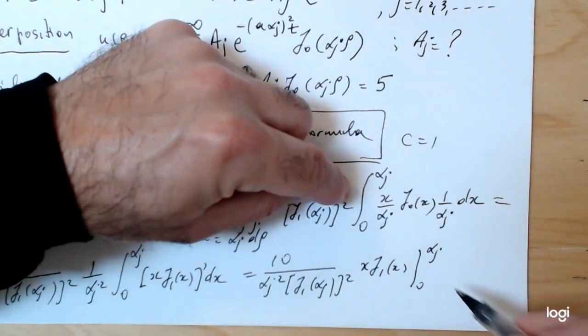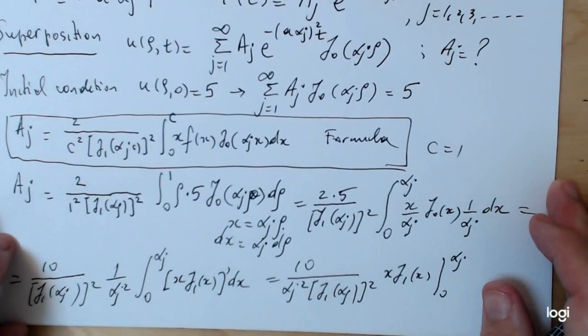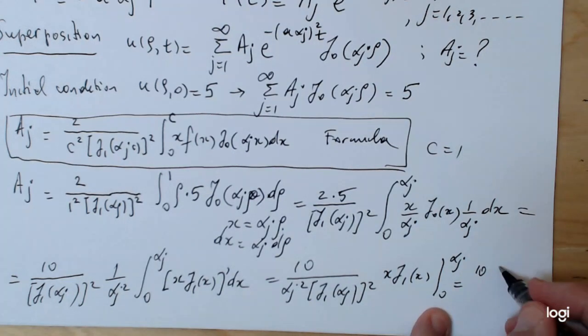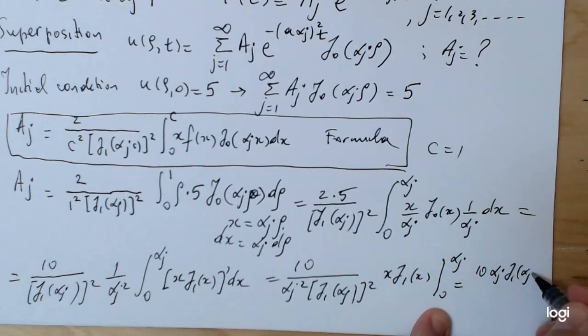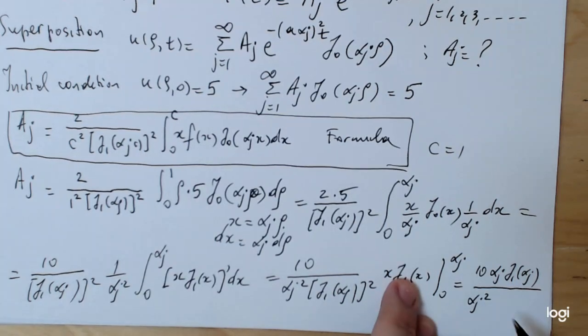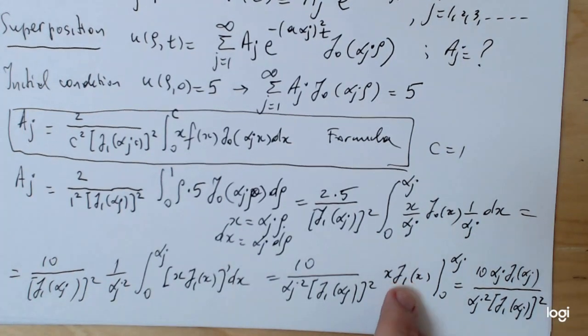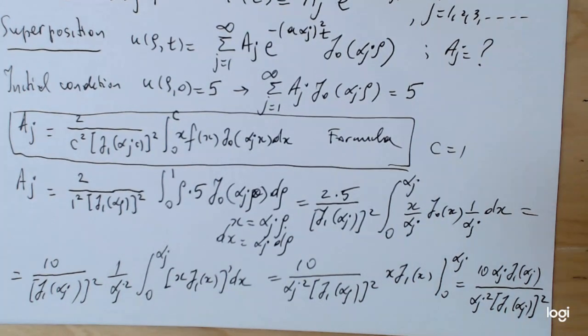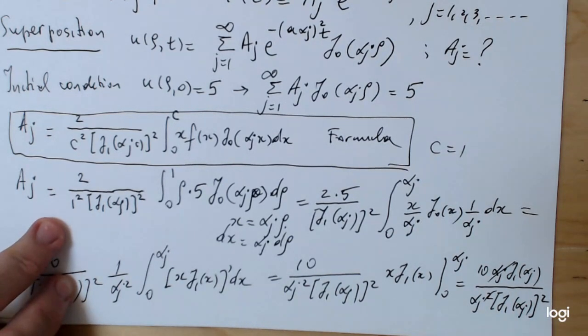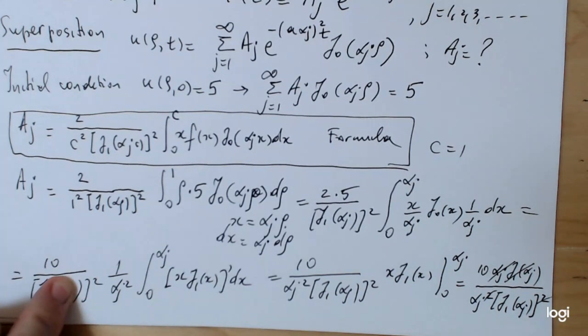And let's actually do it on the next page. Well, I'm gonna write it one more step here and then continue on the next page. So this is gonna be, if I plug in alpha j, that's gonna be 10 alpha j, j1 of alpha j on the top, and on the bottom alpha j squared, and then j1 of alpha j quantity squared. So if you look carefully, notice that alpha j cancels with 1 alpha j on the bottom, j1 with 1 j1 of alpha j at the bottom.